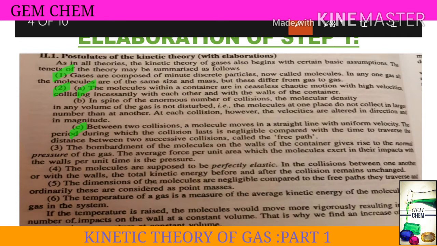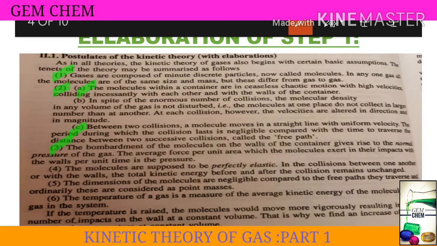Now point C tells us that between two collisions, a molecule moves in a straight line with uniform velocity. The period during which the collision lasts is negligible compared with the time to traverse the distance between two successive collisions, called the free path. It means that a collision between two molecules takes place for a very small time, and while collisions are not taking place, molecules move in a straight line, and the distance between two collisions is called the free path. Now this definition of free path is important.